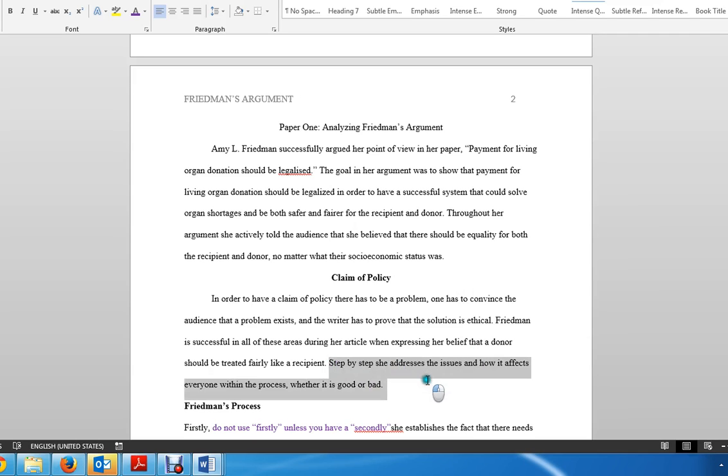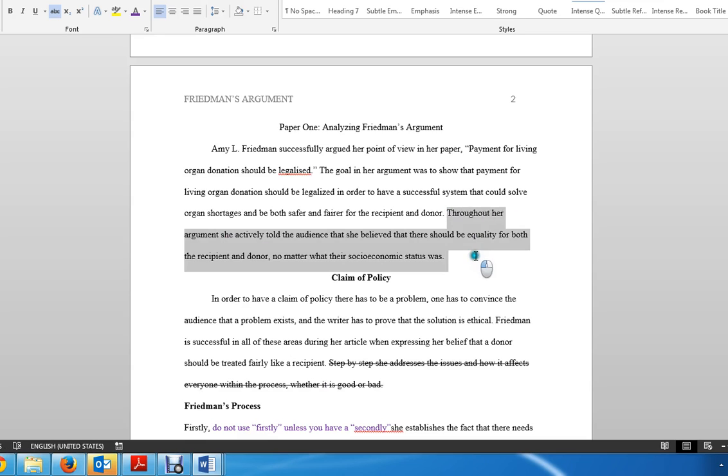Then you go step by step. She addresses the issues. This one, especially whether it is good or bad, this needs to come out. It's too casual. For your introductory paragraph, this sentence can come out. You can talk about that when it actually happens in your paper.